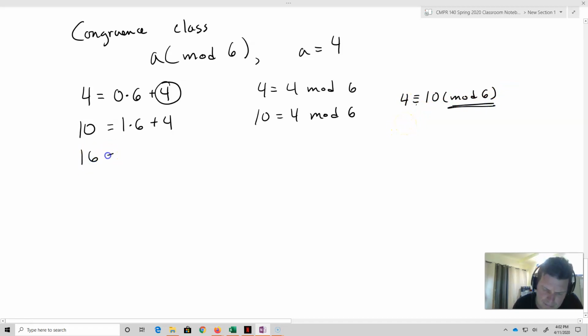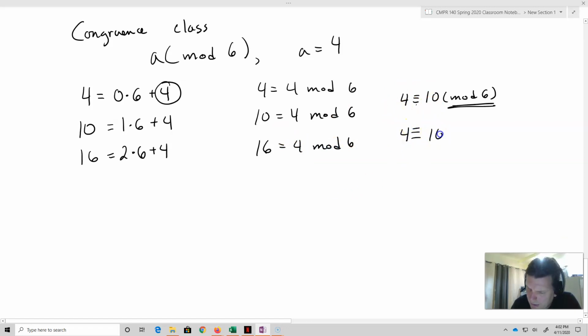What about 16? Well, 16 is going to equal 2 times 6 plus 4, right? And so consequently, 16 is equal to 4 mod 6. It has the same remainder. And so now we would say, in fact, that 4 is congruent to 16, which is also congruent to 10 mod 6. So defining that modulo, we now have three numbers that are actually congruent to each other.